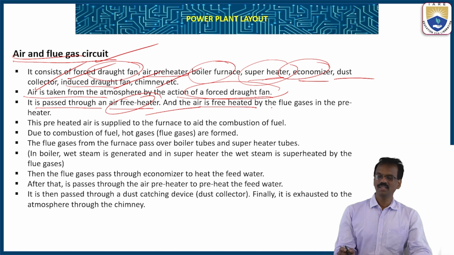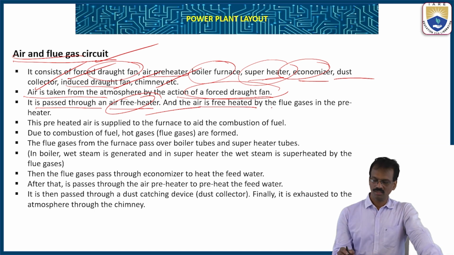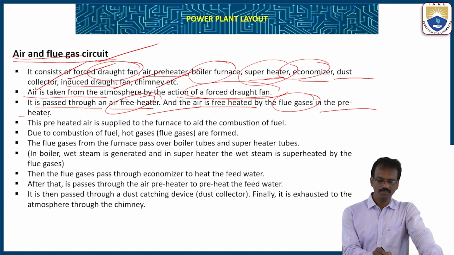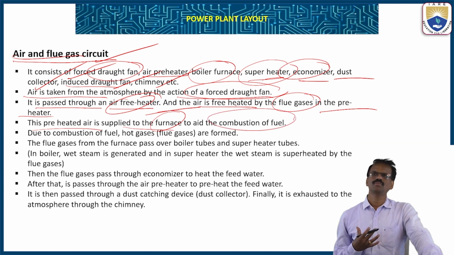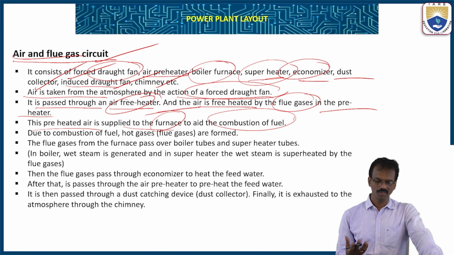Then the air is preheated by the flue gases. You know that flue gases are the byproduct of combustion in the preheater. This preheated air is supplied to the furnace. The main purpose of the preheated air is to help the combustion of fuel and improve the performance of the combustion process.